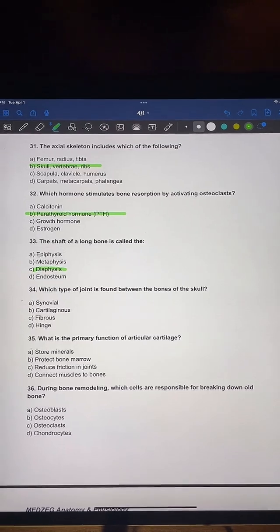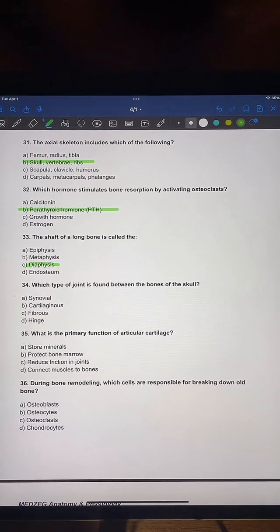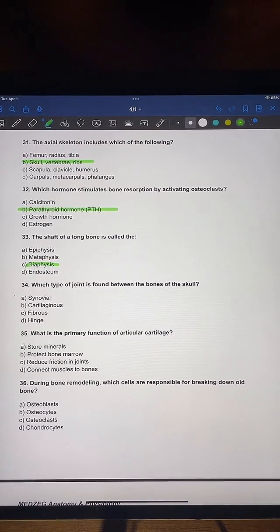34, which type of joint is found between the bones of the skull? Some of you have already started answering that one. That one is fibrous. So fibrous joints are ones that allow no movement or very, very little, but typically no movement. So your skull sutures are a great example of that. You have joints in your skull between your different skull bones. You wouldn't want those to move, otherwise your noggin would crumble.